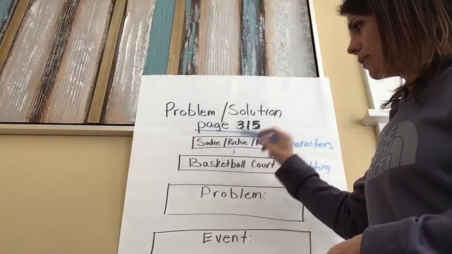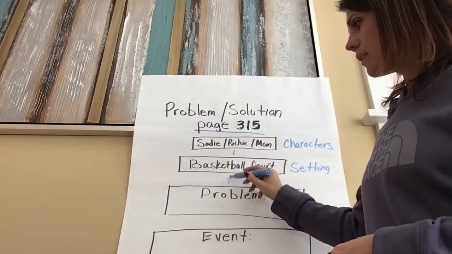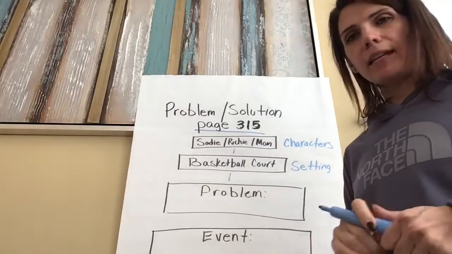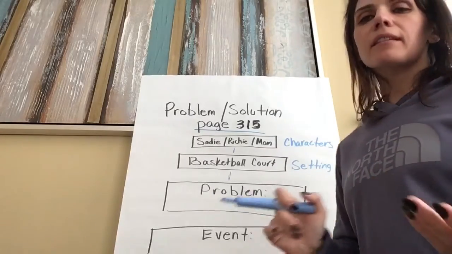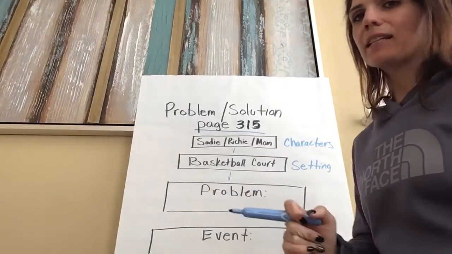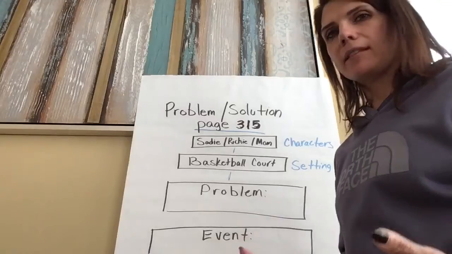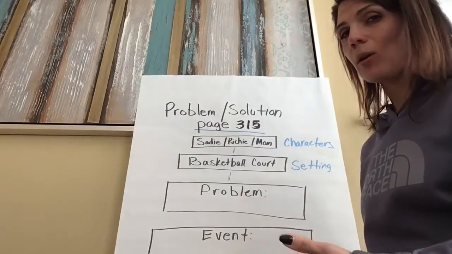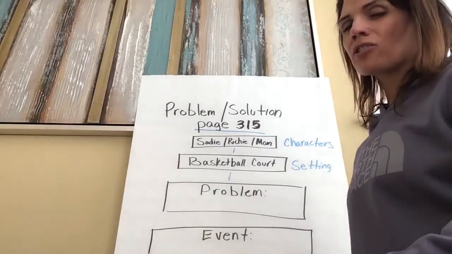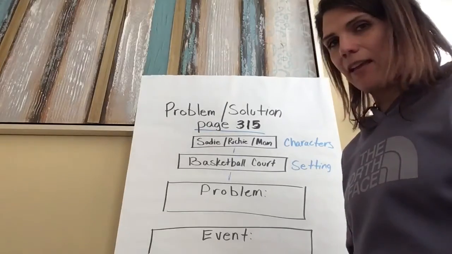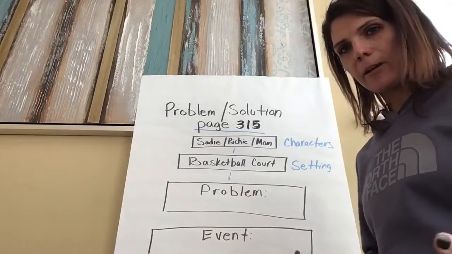So we have our characters, we have our setting, and it says the setting was the basketball court, and I had said it was the basketball game. It's kind of all the same thing. So they're at the basketball court, but they're actually at a basketball game. It's kind of all related there, okay?